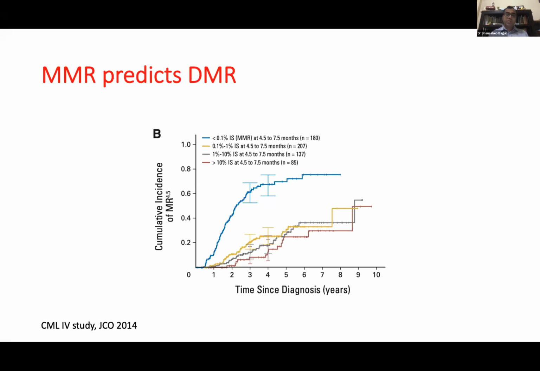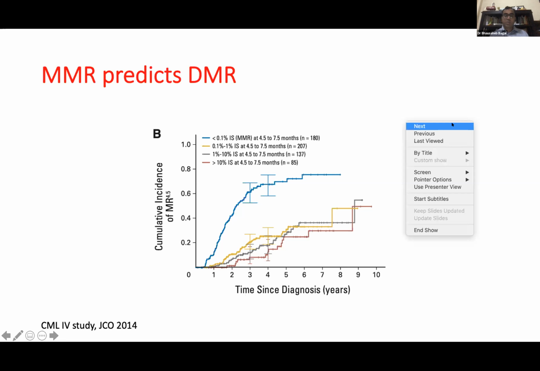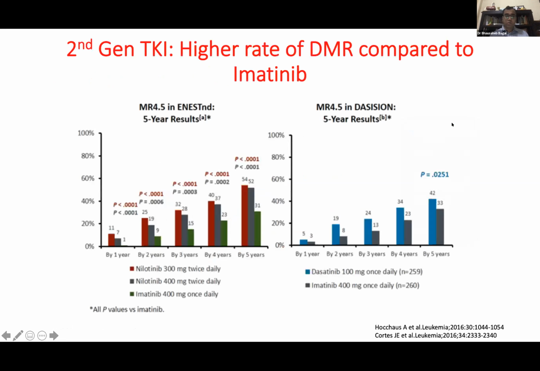The next time point is deep molecular response. It is important for achievement of TFR, and what we see is that if you have achieved MMR, your chances of achieving DMR go up. And this is probably shown in a different way in the CML4 study, where they have shown that if you have not achieved MMR early, your chances of having a DMR in the long term are less than 20-30%. And if you have achieved that, your chances roughly double. So if your goal is to achieve a DMR, then sticking to early time points very religiously and attaining them is an important message to take away.